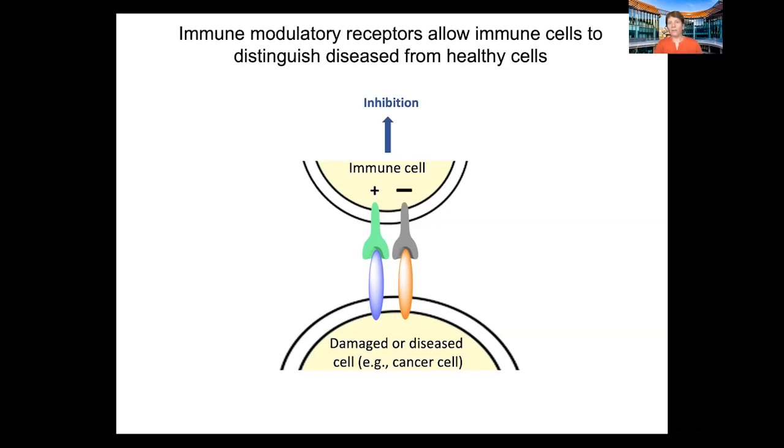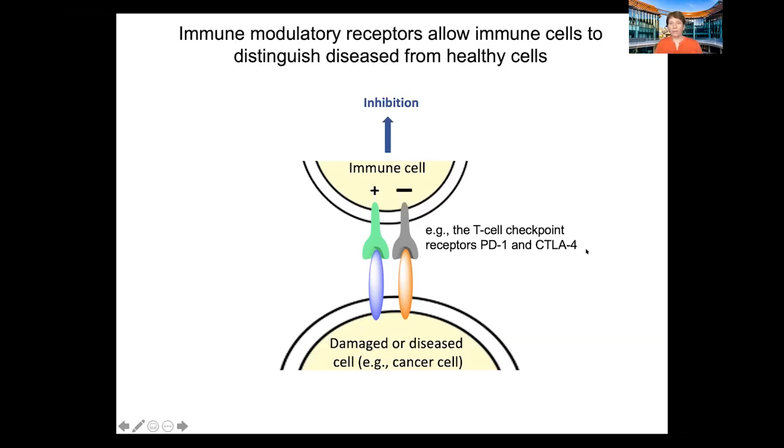This discovery was very important for the development of a revolutionary new kind of medicine to treat cancer, which are the immune therapies. And I think the most recognizable immune therapies target inhibitory receptors on T cells, the so-called T cell checkpoint receptors, PD-1 and CTLA-4.